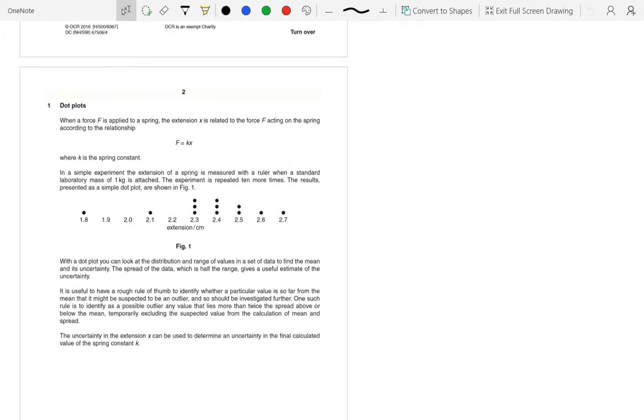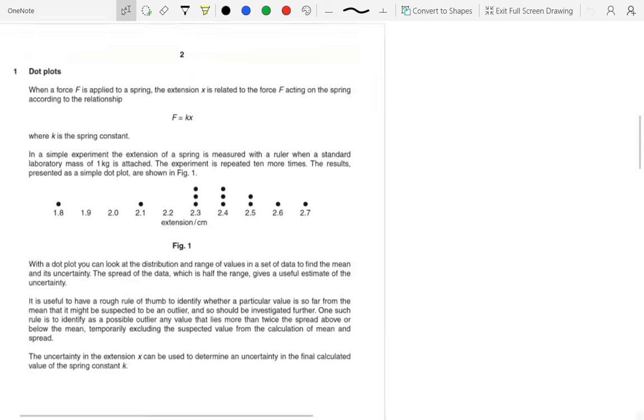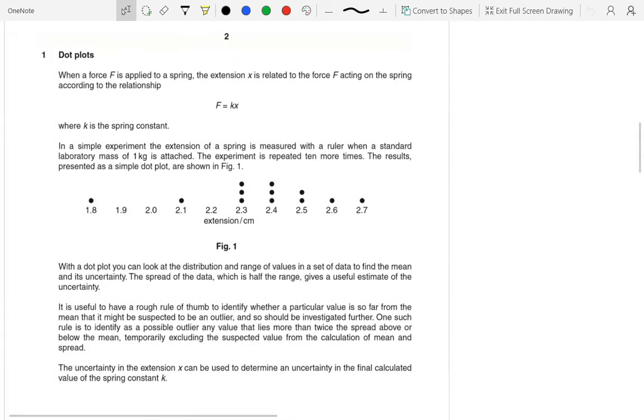So the first thing is about dot plots. Hopefully you know what a dot plot is. If not, it basically tells you. In a simple experiment, the extension of a spring is measured with a ruler with a standard laboratory mass of 1 kilogram attached. The experiment is repeated 10 more times and the results are presented as a simple dot plot as shown in figure 1.